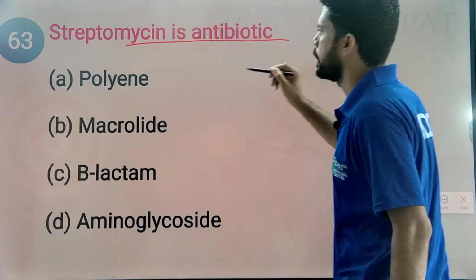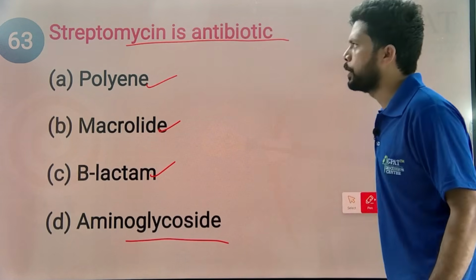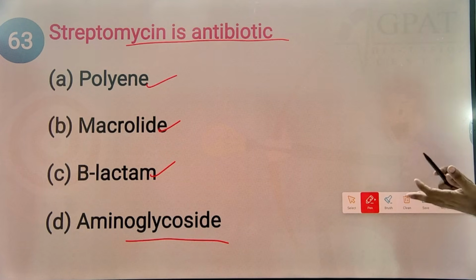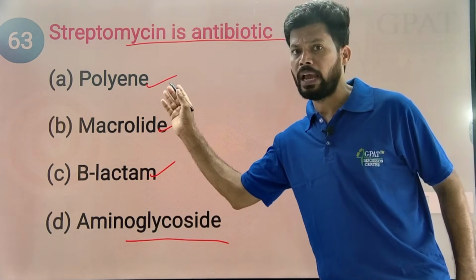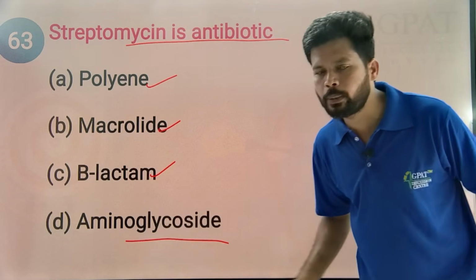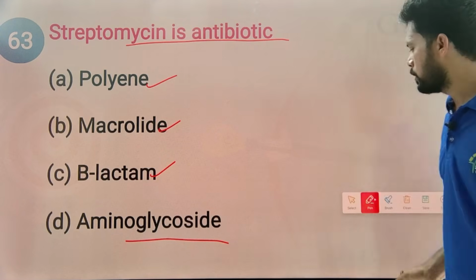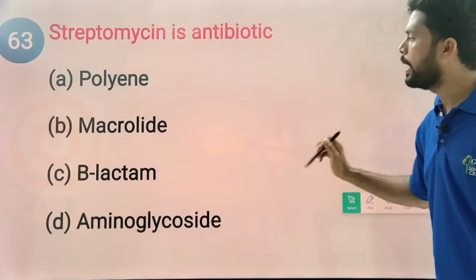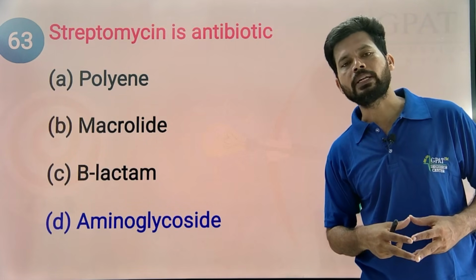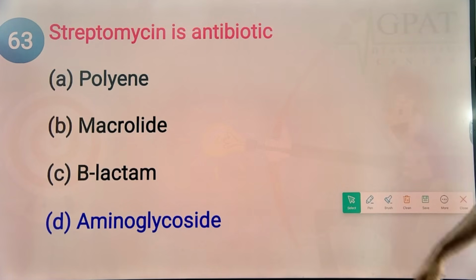Streptomycin is an antibiotic like polyene antibiotic, macrolide antibiotic, beta-lactam antibiotic, aminoglycoside antibiotic. Polyene, for example amphotericin B, is an antifungal. Macrolides: erythromycin, clarithromycin, azithromycin. Beta-lactam antibiotics: penicillin, cephalosporins, carbapenems, monobactam. And aminoglycoside: streptomycin is an aminoglycoside, an amino sugar. These amino sugars bind to 30S ribosomal subunits of bacteria and inhibit protein synthesis in the bacteria. So the answer is option D.